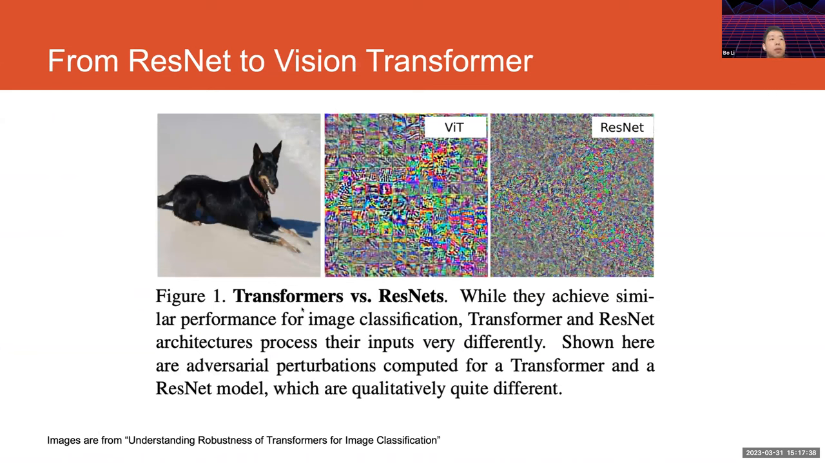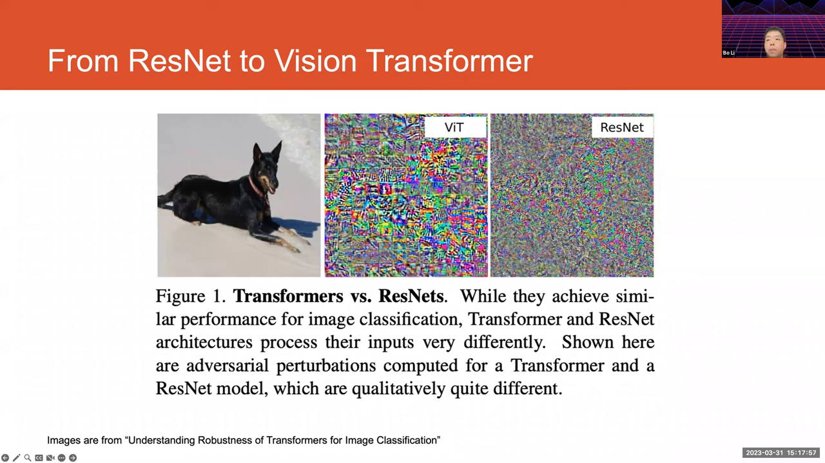So here are some results of vision transformers. When compared to ResNet, you can see it has different patterns under adversarial perturbations, comparing the ViT and the ResNet.